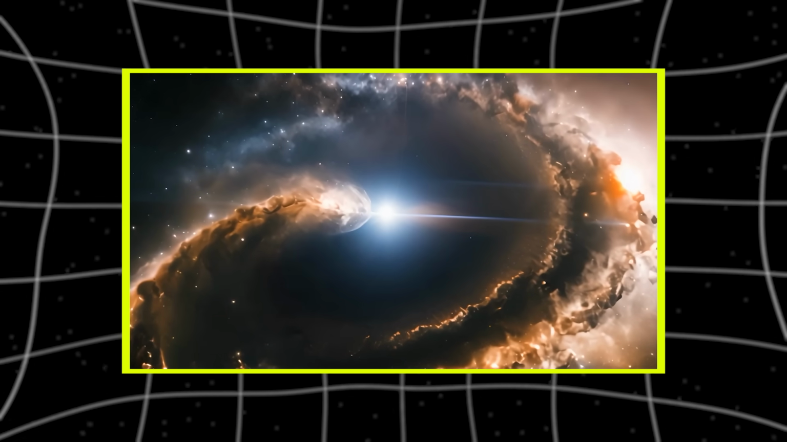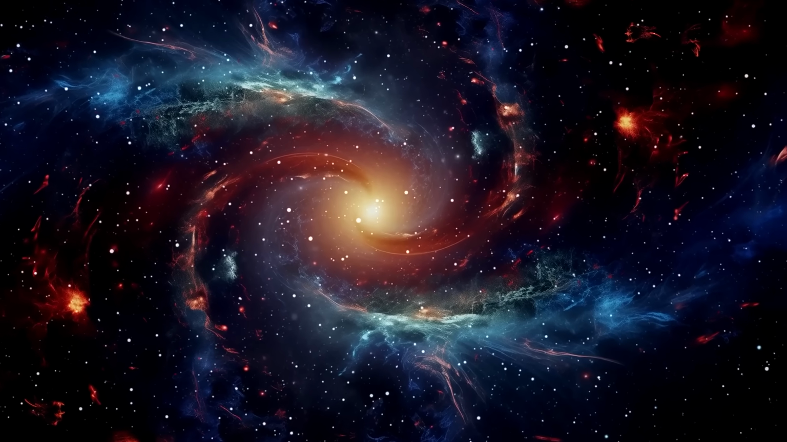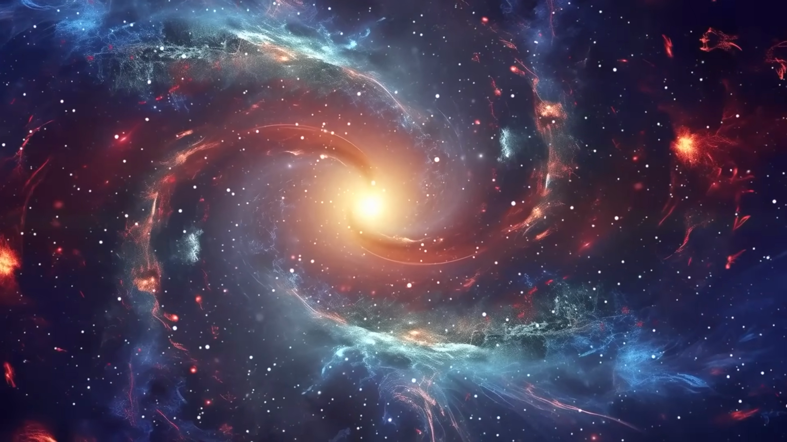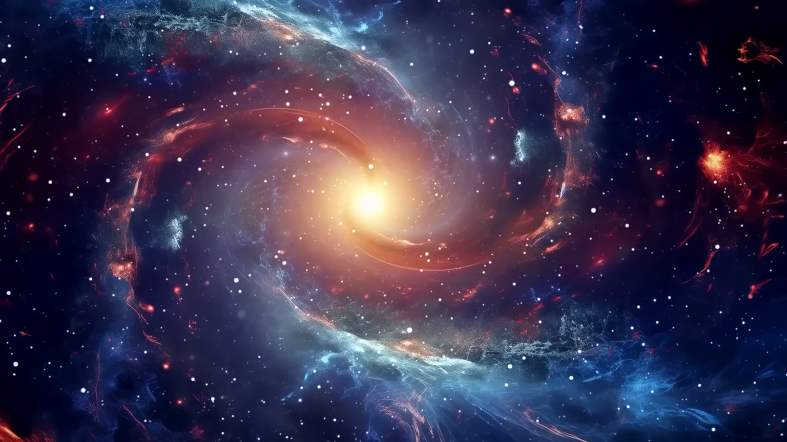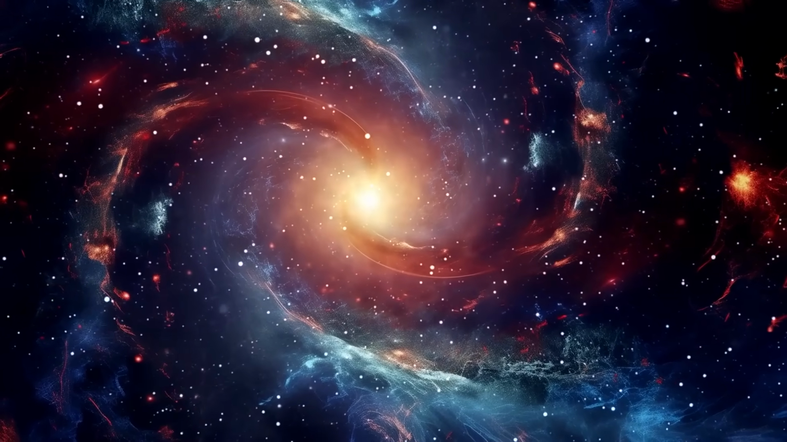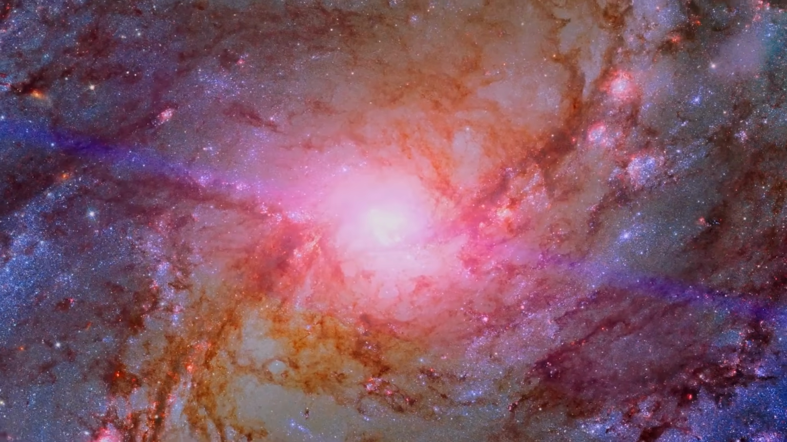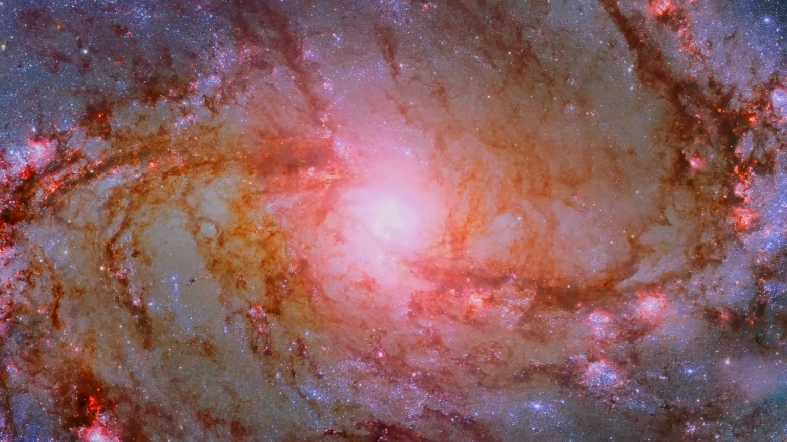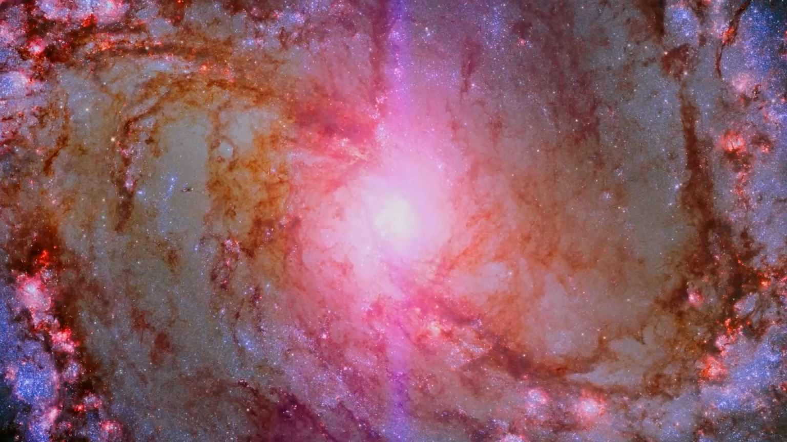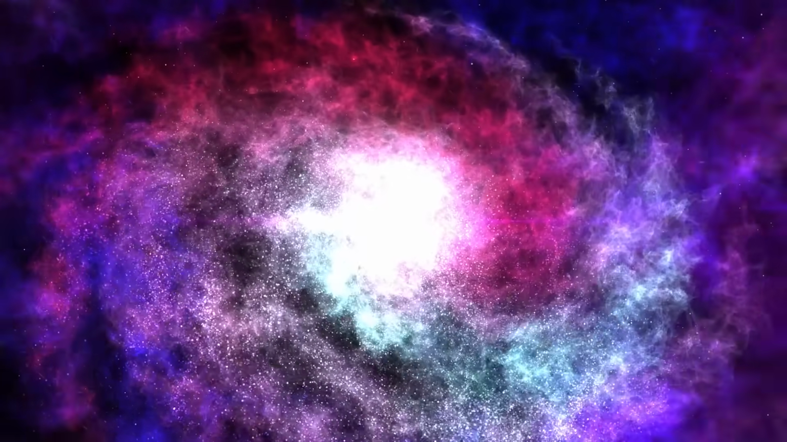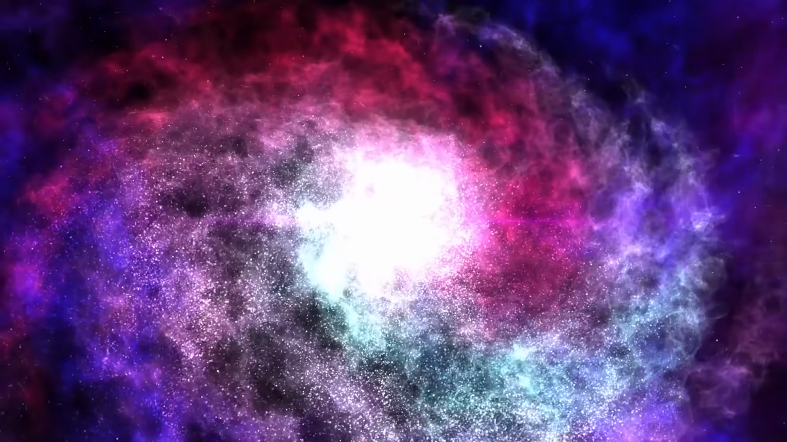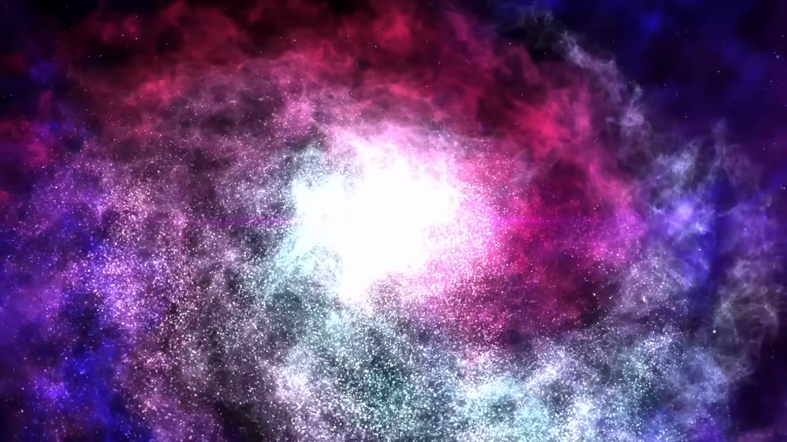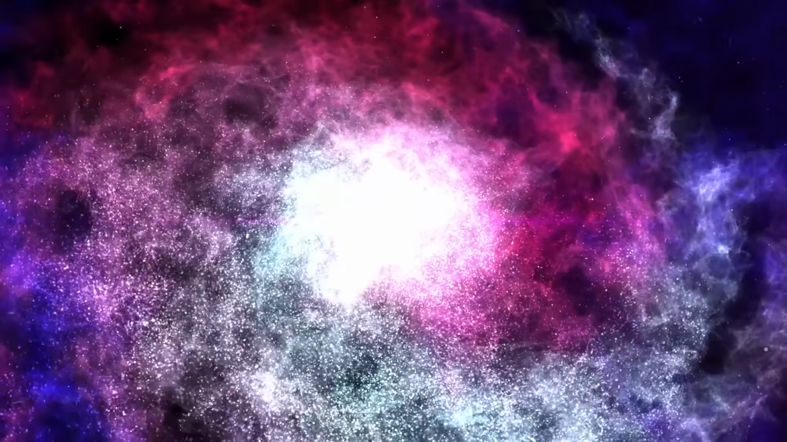Observationally, we've seen this play out. Using data from large sky surveys like the Sloan Digital Sky Survey, astronomers have found that spiral galaxies tend to reside in lower density environments. These are the cosmic suburbs, regions of the universe where mergers are rare and galaxies are free to evolve gently. Elliptical galaxies, on the other hand, are often found in clusters, where violent interactions have stripped them of their disks and scrambled their stellar motions.